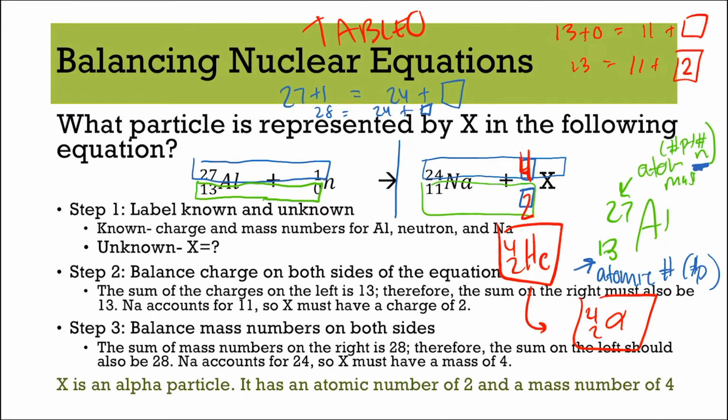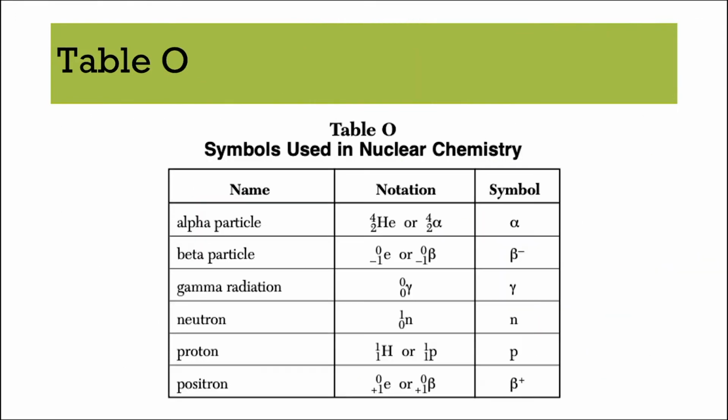Let's jump into a few more practice questions. Again, here's table O before we begin. You'll see these different notations, how they're written in an equation, and their symbol. Just have this out and ready. You need to flip between this and your periodic table to figure out what is going on.